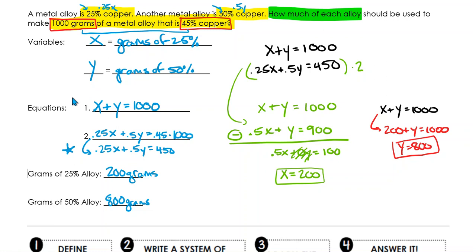One for the quantity, so that will be grams, ounces, whatever you're looking at. And then one that handles the amount of whatever you're looking at. So it could be chocolate and chocolate milk. It could be a juice concentrate. In this particular case, it was the amount of copper that we're going to end up with in the equation.